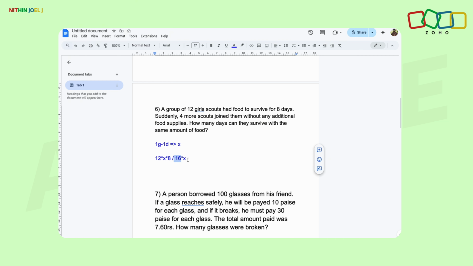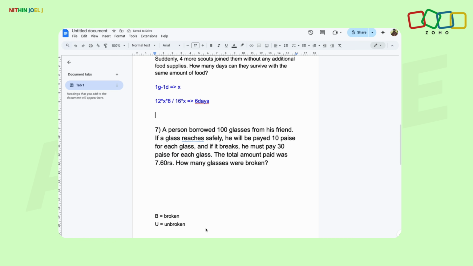16 into their food X, total number of food. So this is equal to, X gets cancelled over here. 8 cancels and this becomes 2, and 2 and 12, this becomes 6. So they can survive for 6 days with this food.